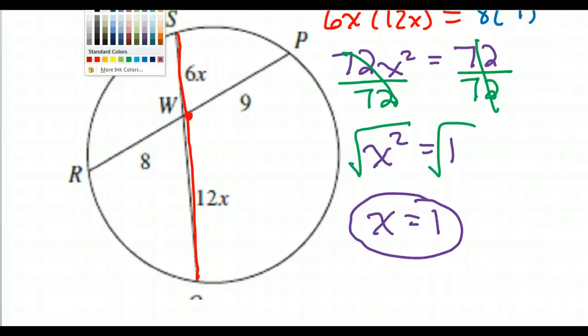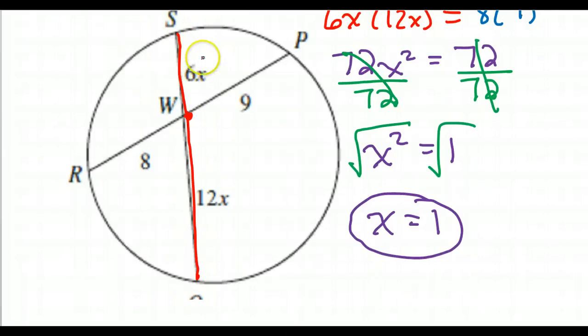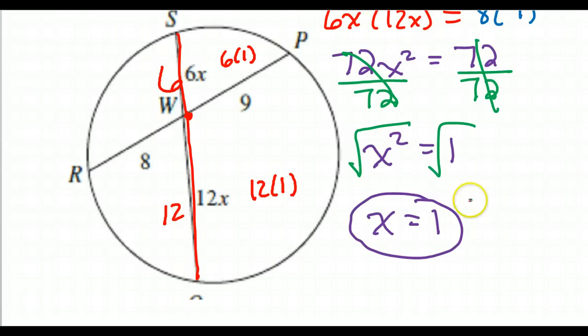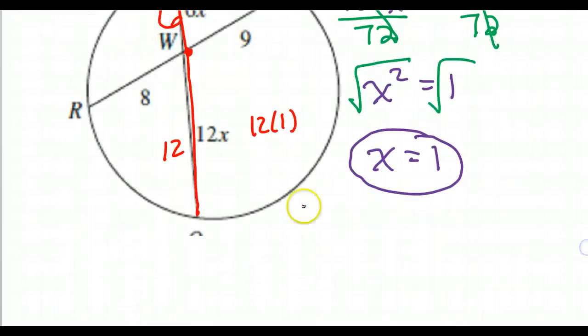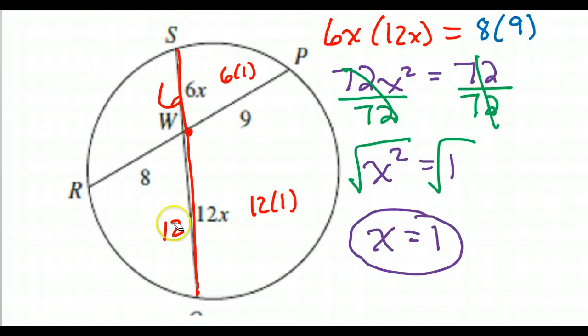If I put 1 in everywhere, then this is 6 times 1, which is just 6. This is 12 times 1, which is just 12. So the entire, whoops, I don't need the whole thing. I'm sorry. They only asked for ws. That's just 6. We already found it. So ws is equal to 6. I was going on as though I were being asked for something else, but anyway, I've gone too far this time. 6 is ws, so we're done.